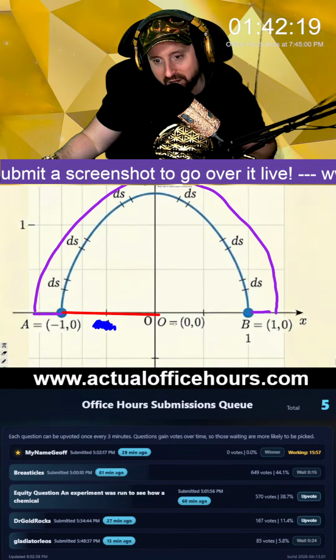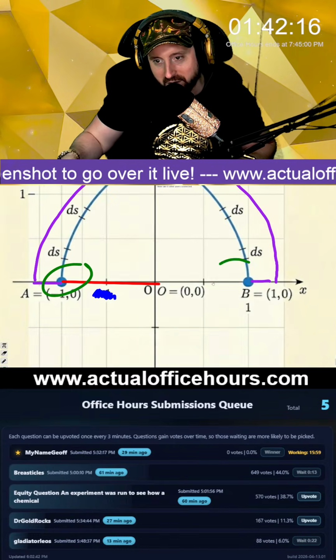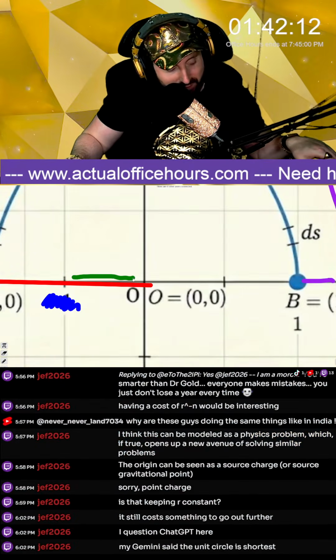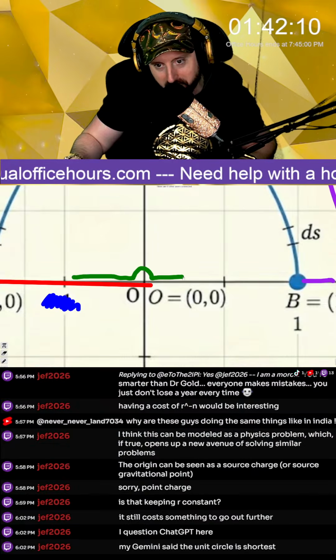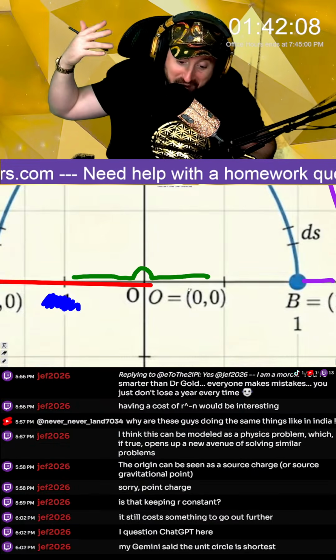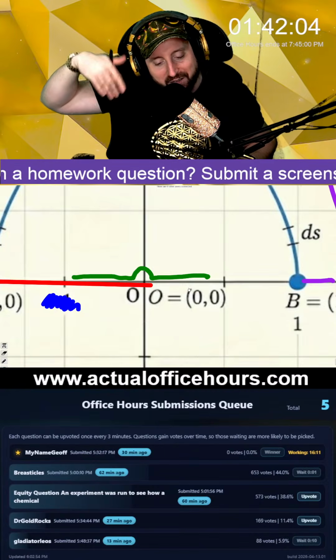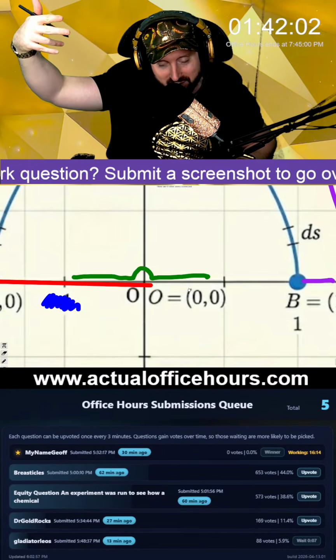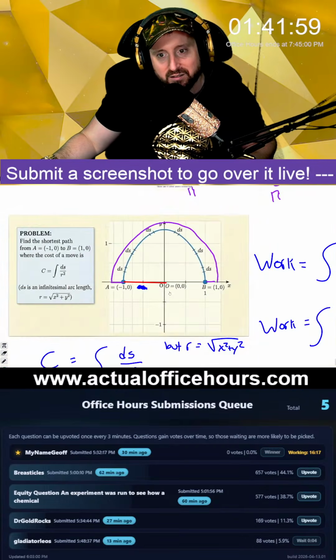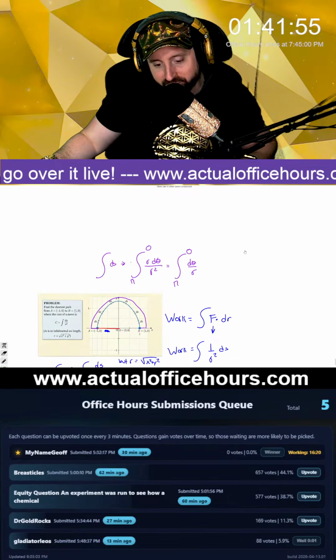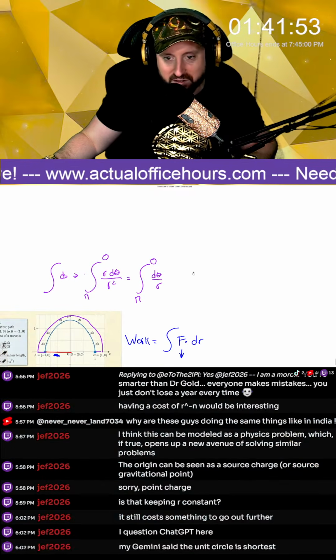I like the idea of, if you went from here to here, but then right as you get close to here, you just go around it. Then you're okay. But as you get infinitely close, it gets infinitely expensive to do that. Gemini said the unit circle's the shortest. I kind of agree, I think. It just makes sense to me. Circles are nice.